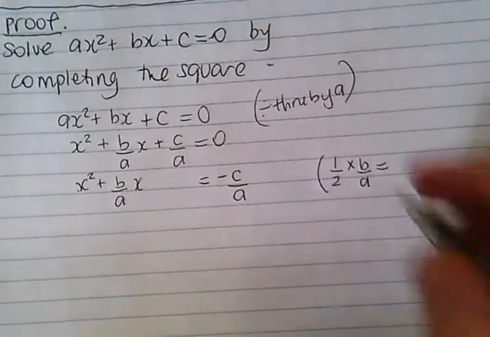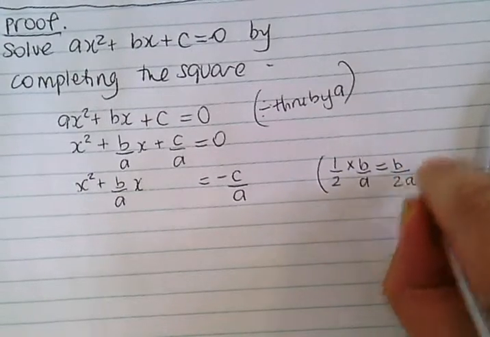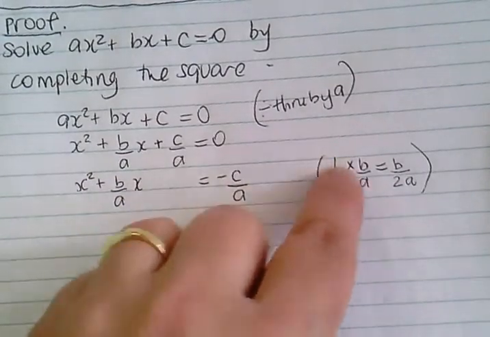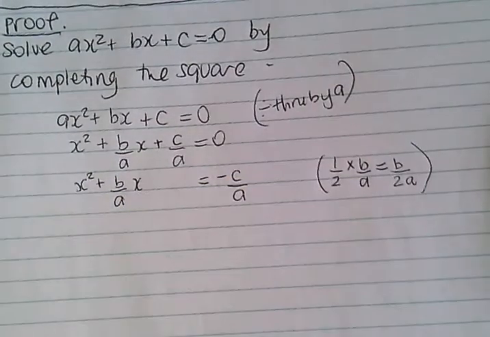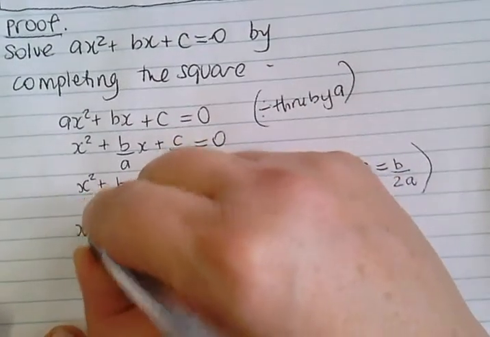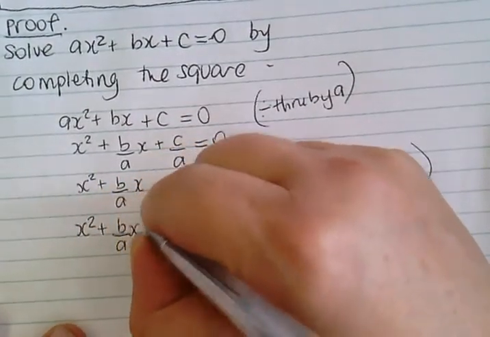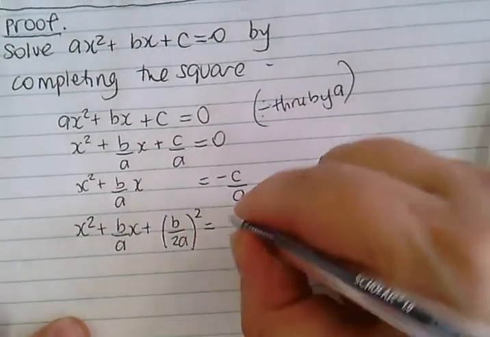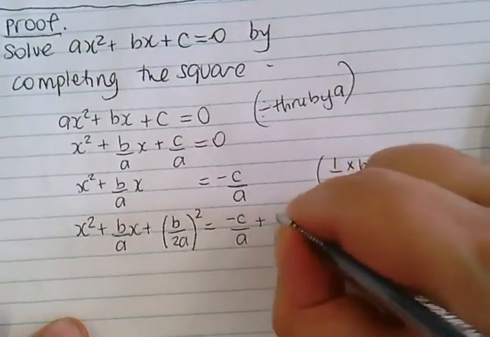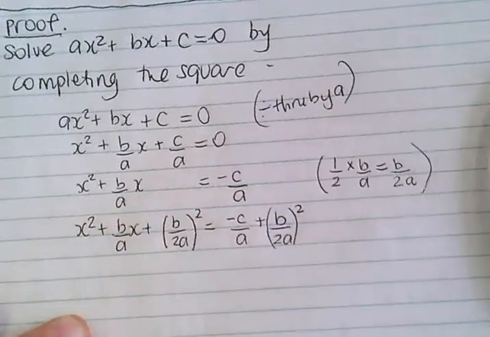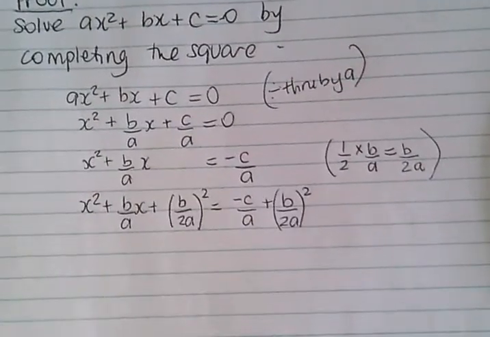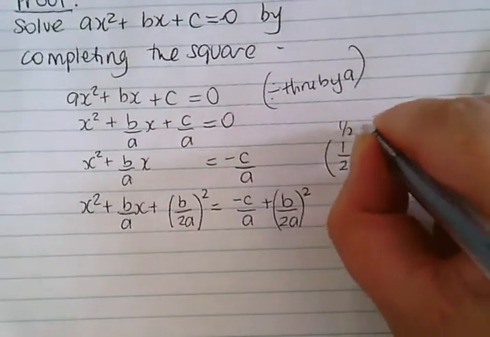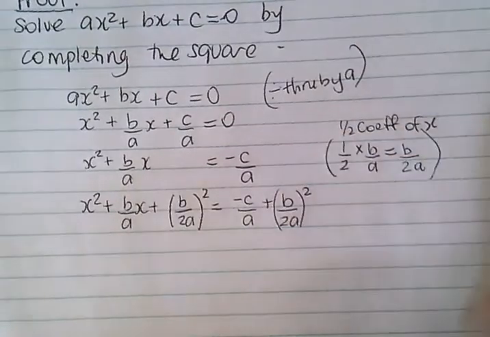b over 2a. Alright? And if you're ever not sure what to do there, you just write it out like that. I'm supposed to halve the b on a, so you go a half of b on a. Multiply the numerators, multiply the denominators, is b on 2a. So the reason I do this, don't I add b over 2a squared to both sides? So I'm doing half the coefficient of the x. This was half the coefficient of the x. That's what I was working out there.